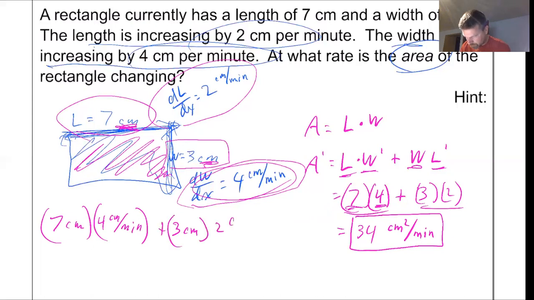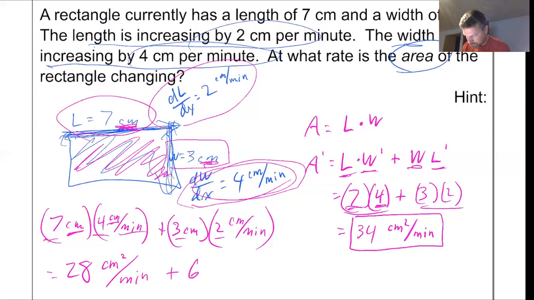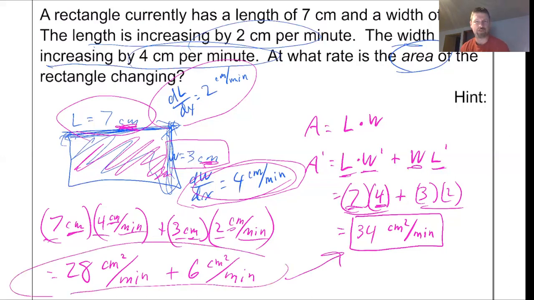And 2 centimeters per minute. If I multiply that out, 4 times 7 is 28. Centimeters times centimeters is centimeters squared per minute. Plus 3 times 2 is 6. Centimeters times centimeters is centimeters squared per minute. That's 34 centimeters squared per minute. Right? Labels work out just fine.